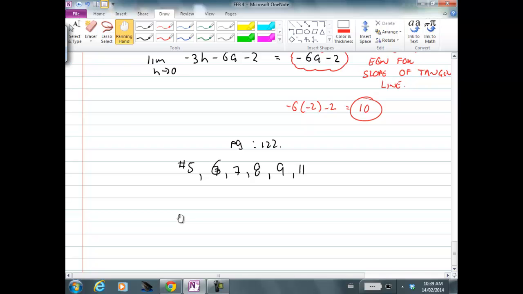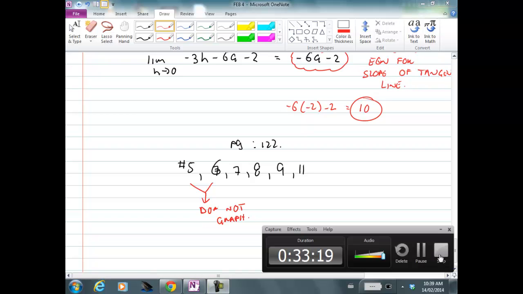Now, a few key things. For 5 and 6, do not graph, because I don't need you to graph it. I'm more interested in whether you can do the basics yet. Can you find the limit as h approaches 0? Can you find the equation of the tangent line? It is all algebra work. Okay? Guys, get cracking. And that ends your lesson for today.